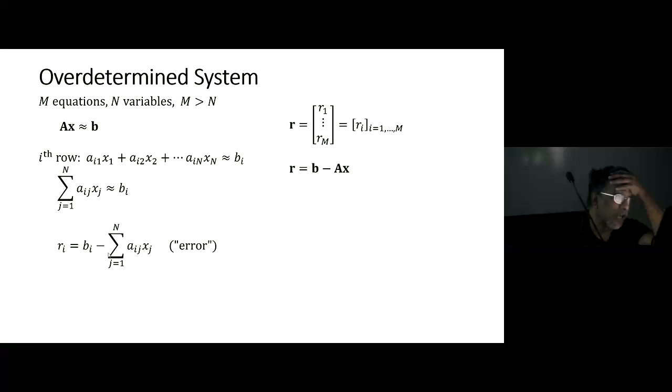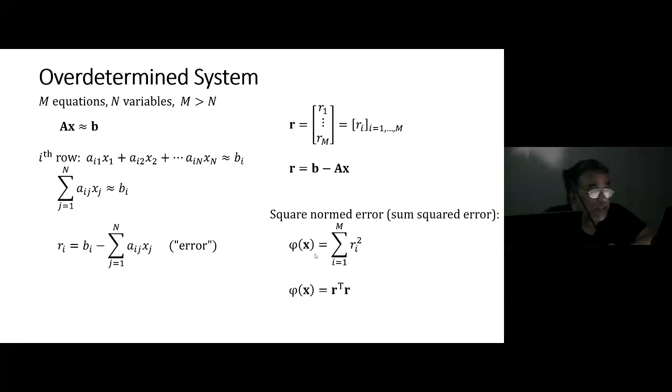No, because this can be positive or negative, right? So one option would be to take the absolute values and then try to minimize, but then absolute value introduces a discontinuity. So the best approach is to construct this function here, phi of x equals summation Ri squared. This is nice, differentiable, Ri squared. Or in vector matrix form, phi of x is R transpose R.